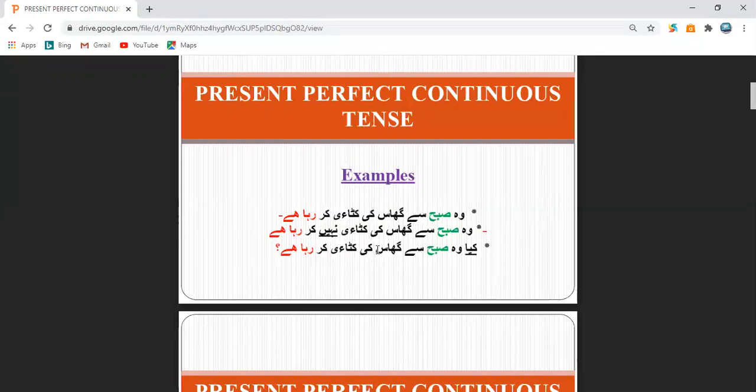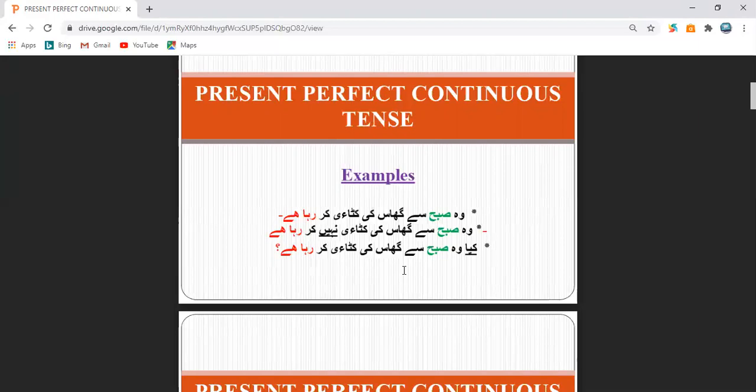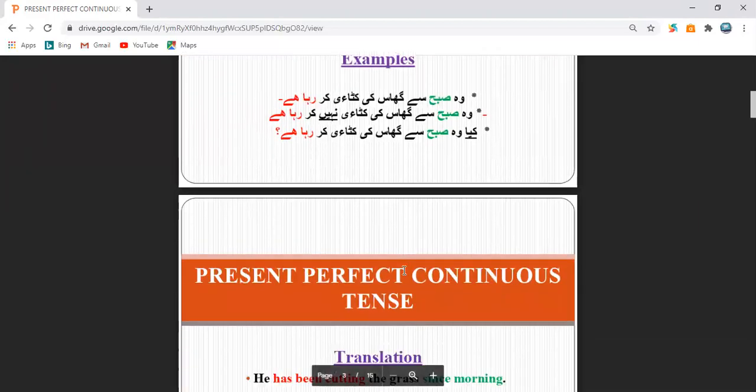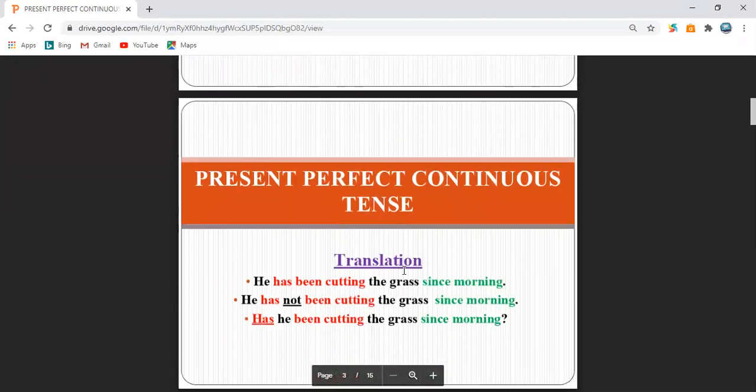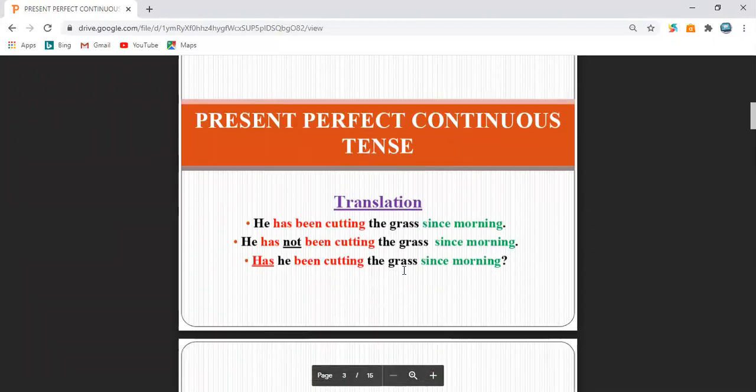क्या वो सुबह से घास की कटाई कर रहा है? Now come to the translation of these three sentences in the next slide. Look over here, students, on the screen in front of you. You can see the translation of those three Urdu sentences. वो सुबह से घास की कटाई कर रहा है. Its translation will be, he has been cutting the grass since morning.